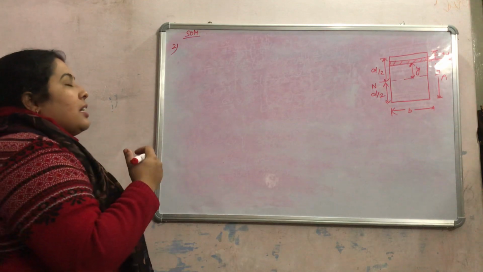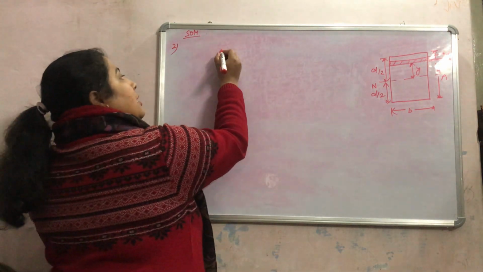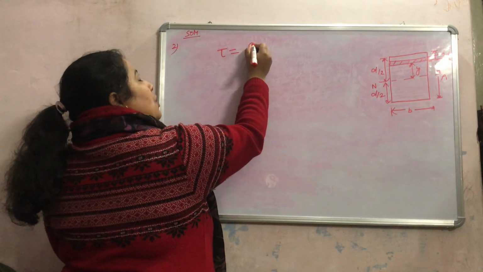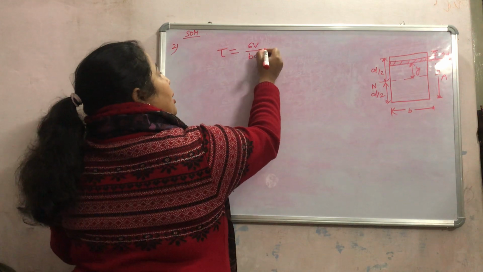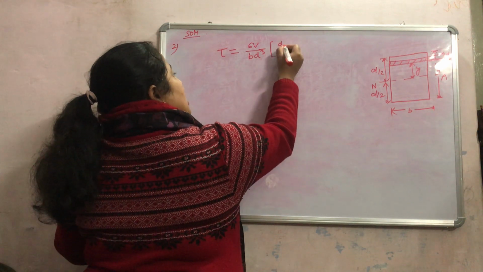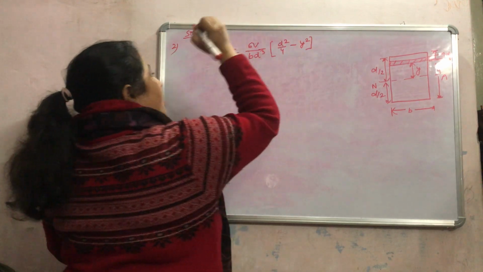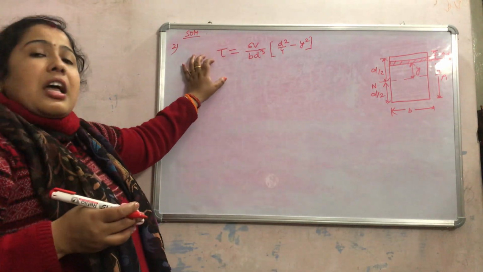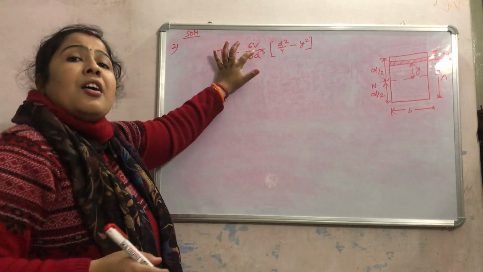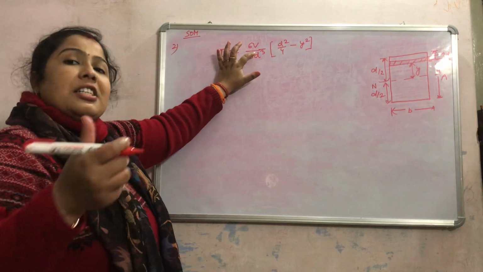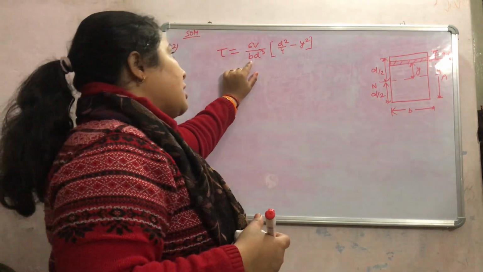We know that for this layer the shear stress is tau equal to 6V upon b d cube into (d square upon 4 minus y square), where tau is the shear stress in this layer, V is the vertical shear force which is given in the question, b is the width of the cross section, d is the depth.